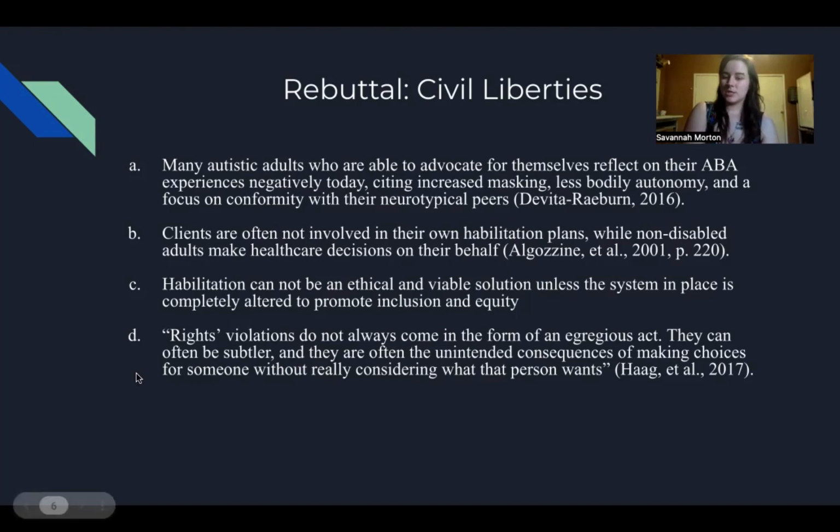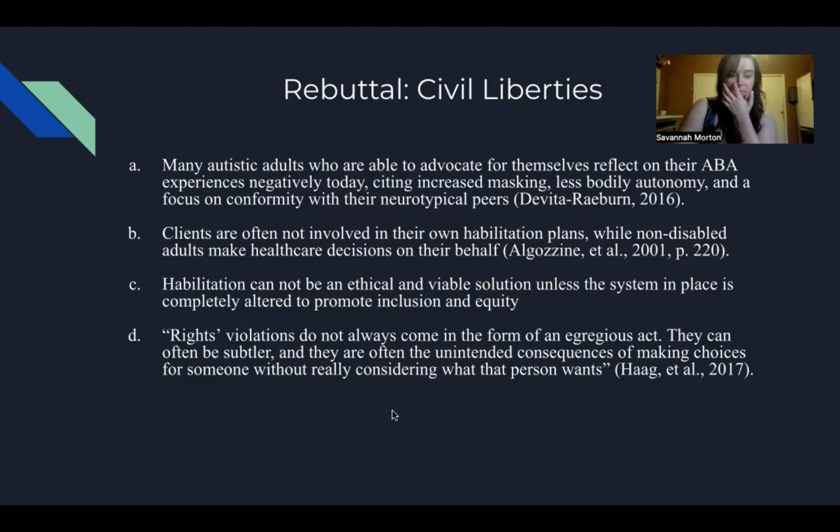And I did want to just really highlight this quote here talking about rights violations, because when we think about rights violations, we typically say, well, if the person is not being physically harmed or physically abused, then it's okay and it's efficient. But rights violations do not always come in the form of some extreme act of abuse. A lot of times it can be more subtle and can lead to unintended consequences that harm that person in the long term.